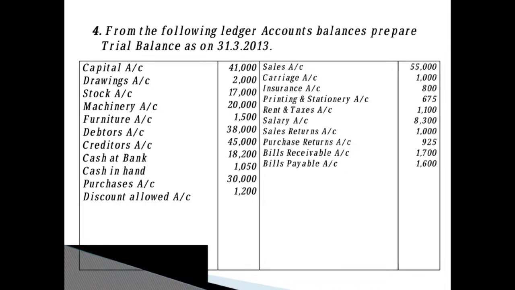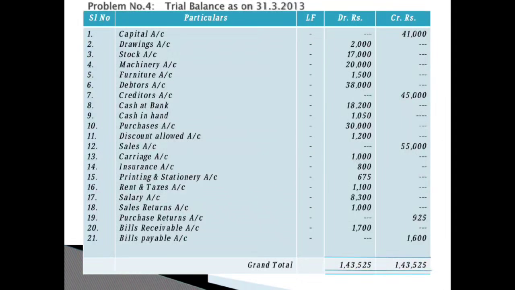Okay. The next you have debtors account, 38,000. Debtors account means, as we know, it is an asset, right? An asset shows us a debit balance, 38,000, so you are going to record it in a debit column. See, the sixth one, debtors account, in the debit column you are going to record it as 38,000.